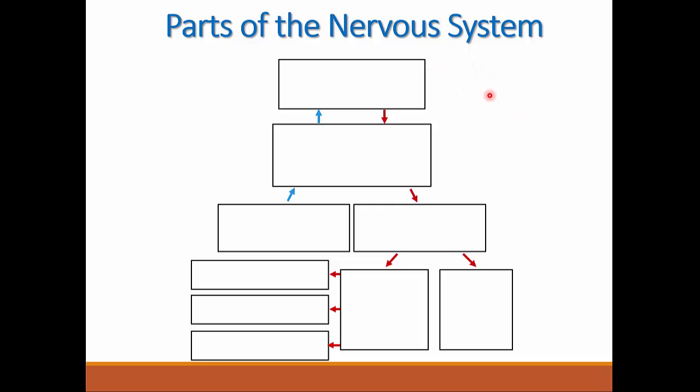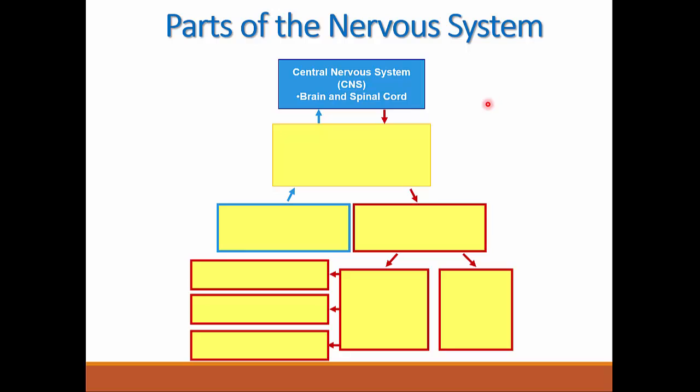So the nervous system can be broken down into the central nervous system and then the peripheral nervous system. The central nervous system contains the brain and then the spinal cord. When we're looking at the peripheral nervous system, it contains all of the nervous tissue outside of the central nervous system. So this involves the sensory receptors and then the nerves. After the structural classifications of the nervous system, it can also be broken down functionally.